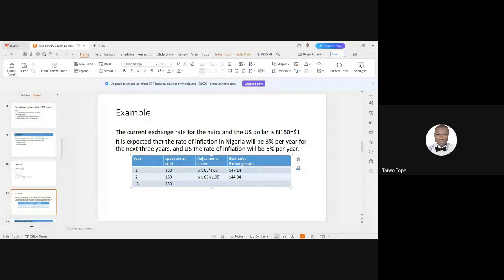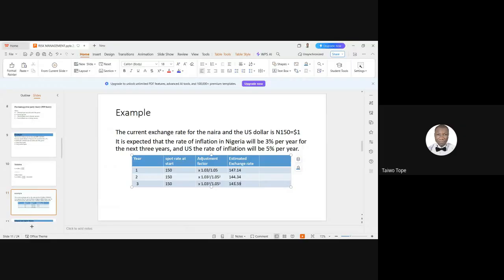So for year 3, 150 multiplied by 1.03 to the power of 3, divided by 1.05 to the power of 3. I have 141.59.